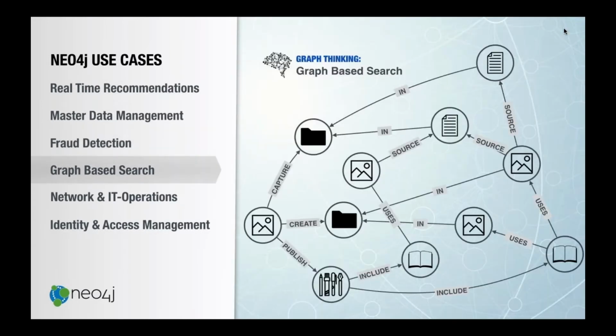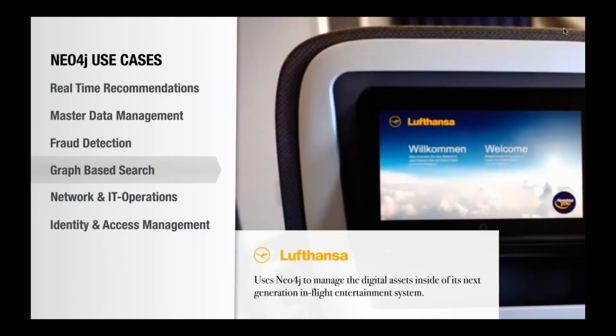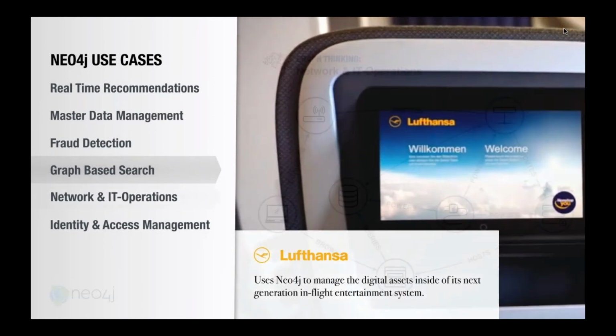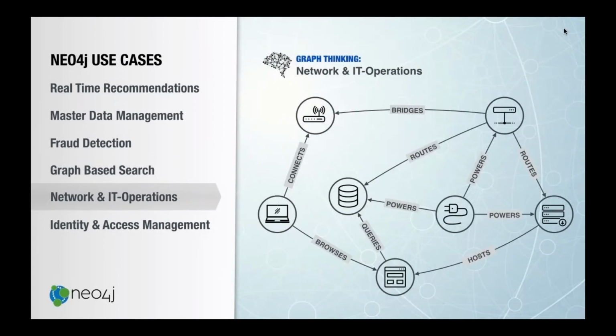All right, so graph-based search. This can actually be similar to the content recommendations that we talked about, but basically looking at how everything interrelates. So NASA uses us to build out knowledge graphs and search those knowledge graphs, which has actually enabled them to save, I think, $1 million and at least a year in the journey to Mars, because they've been able to discover problems that have happened in past operations and avoid them in future operations. And Lufthansa uses us for digital asset management. That's a graph-based search. Network and IT operations.